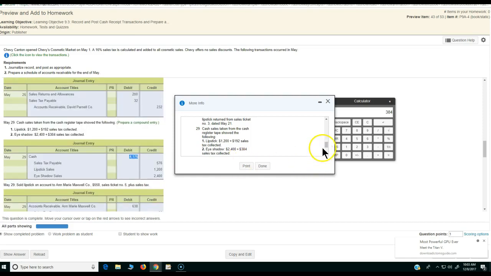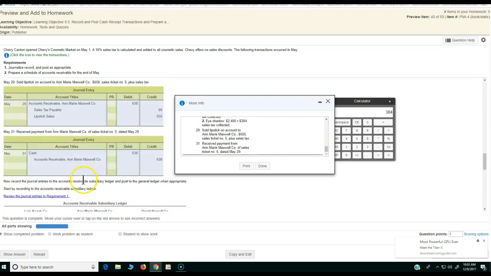And then I think one final transaction and we might be done, or two. Okay, the last two are kind of bang-bang operations here. There was a sale on account of $550 plus 16% to Anne Marie Maxwell. There's the revenue. We added the 88, 16% of 550, total amount owed, sales plus sales tax.